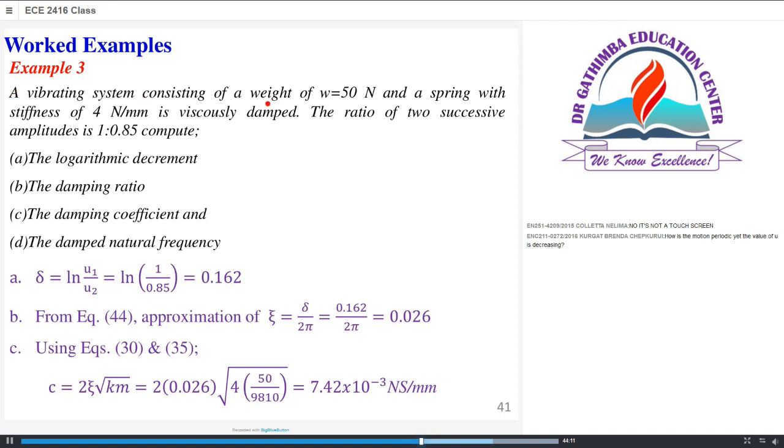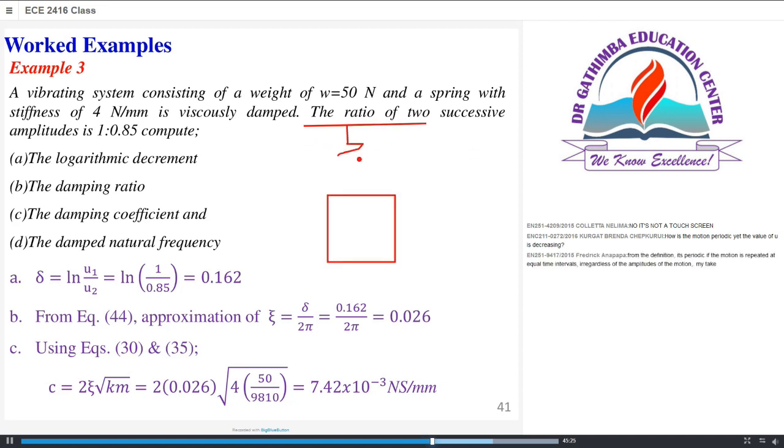So you have a vibrating system which consists of a weight of 50 newtons, with a spring stiffness of 4 newton per millimeter. So we have maybe something like this. We have that as a spring. Then we have this as 50 newton. Then we know K here is given as 4 newtons per millimeter.